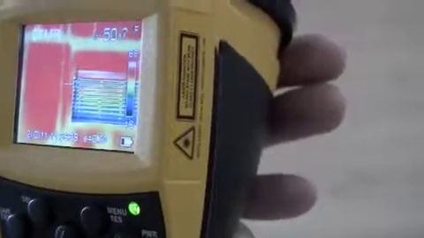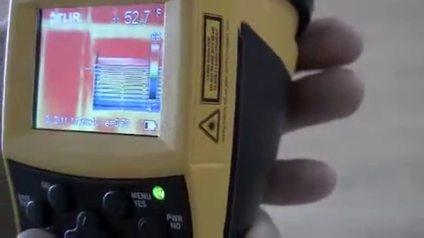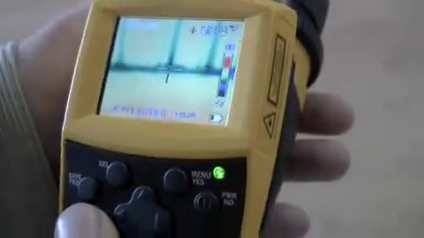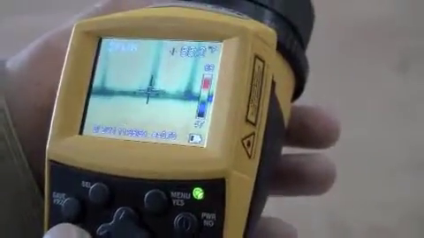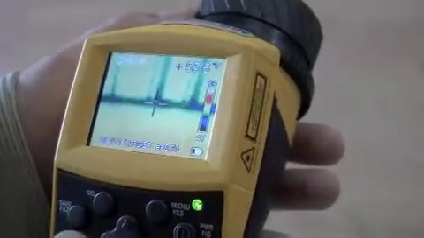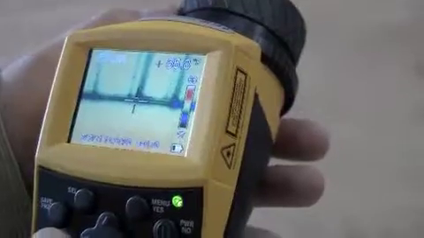Top corner, 52, 51, 45. What is it? 45, top corner. Bottom plate, 55. Okay, so do you want me to take pictures of this also?